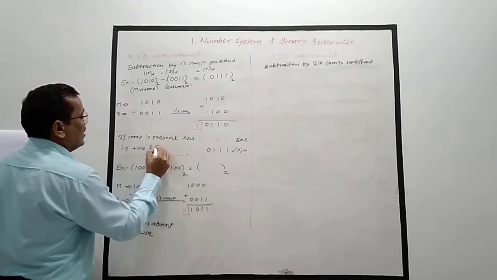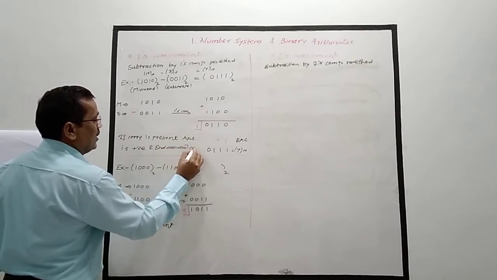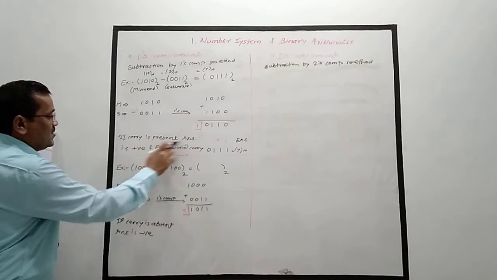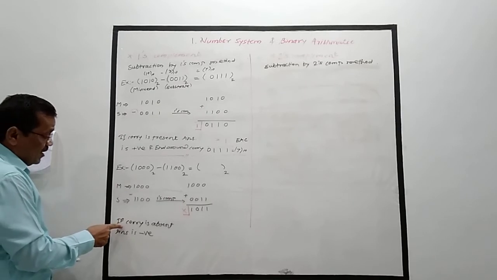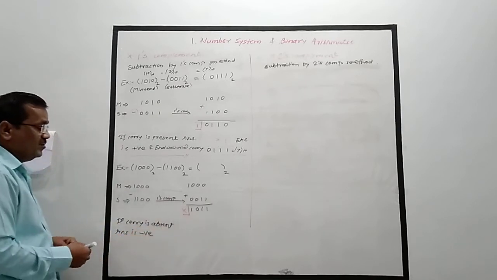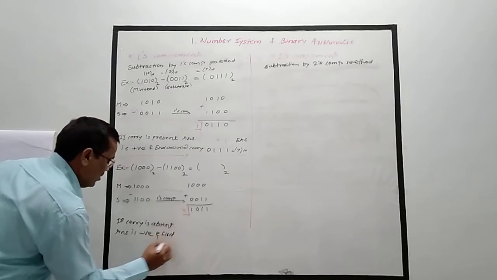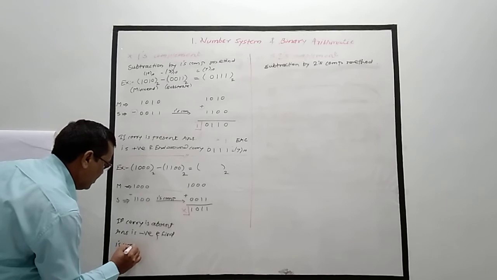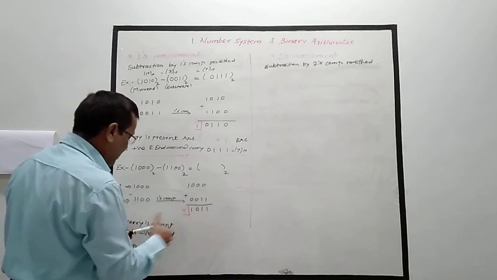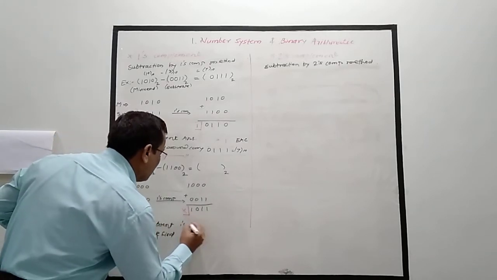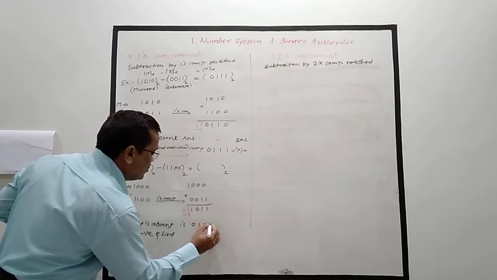End around carry. Here it is end around carry. Answer is positive. Carry is ended around. Here in this case, if carry is absent, answer is negative. Find one's complement of this addition. Now what is the one's complement? Replace 1 as a 0, 0 as a 1.